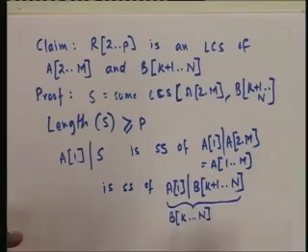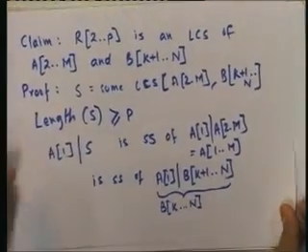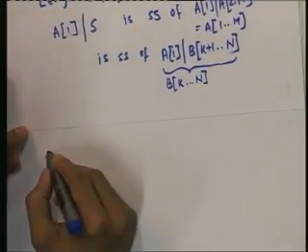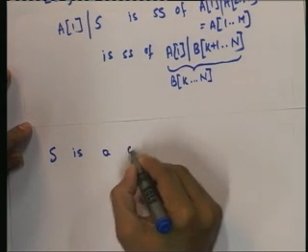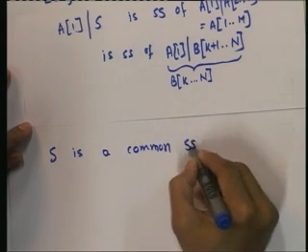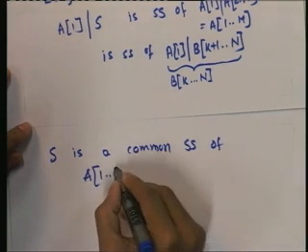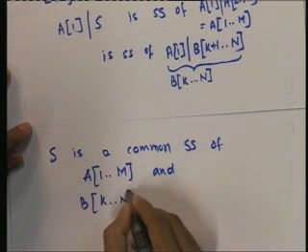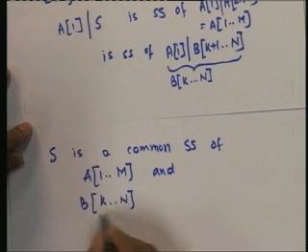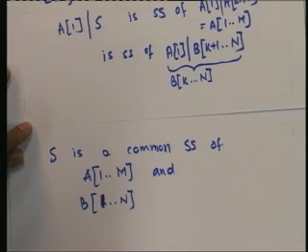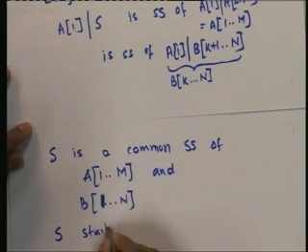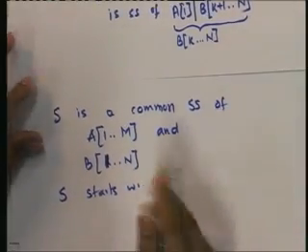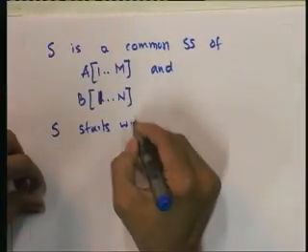So, what have we found then? We have discovered that this S is a common subsequence of A1 to M and Bk to N. But this is itself a subsequence of B1 to N, so I could just as well write this as 1 to N. And also, S starts with A1.